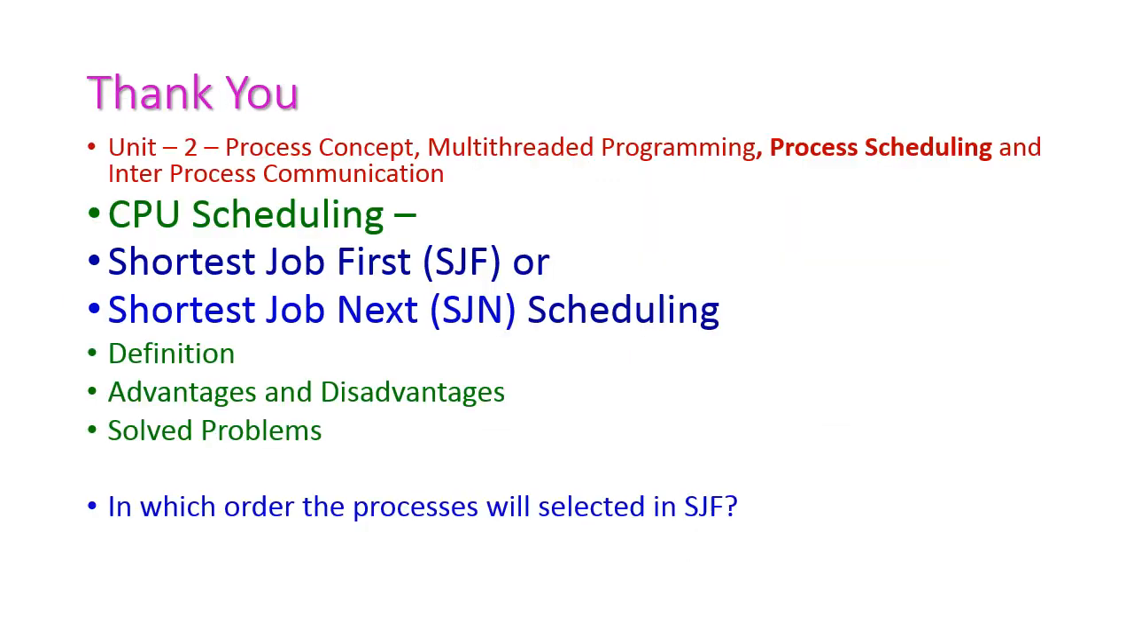Up to this we have seen the shortest job first scheduling algorithm, which is otherwise called shortest job next scheduling. Under this we have seen the definition, advantages and disadvantages. After that we have solved 3 different problems. And students, please write in which order the processes will be selected in shortest job first algorithm, and you can write your answer in the comment box.